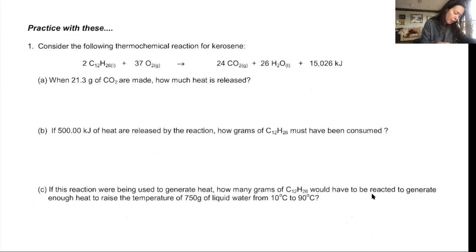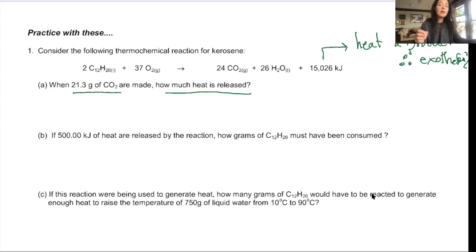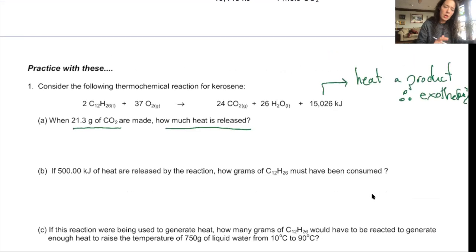Consider the following thermochemical equation for kerosene. Once again, heat, a product, therefore exothermic. All right. When 21.3 grams of carbon dioxide are made, how much heat is released? Well, what this tells me is what my equation tells me. Anyway, hold on. They give me 21.3 grams. They ask me about the heat. Well, this equation tells me that when 24 moles of carbon dioxide are produced, this much heat is released.